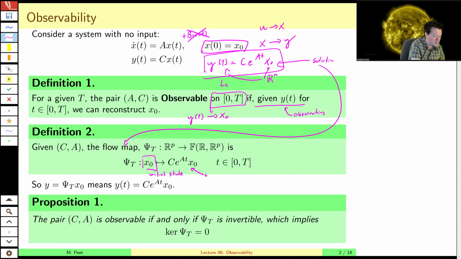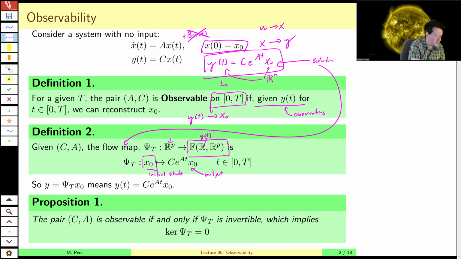And then we have output. Now we have this funky, weird notation here. Don't get too alarmed about this. Remember, this is a vector of length p. And the output here is a function, y of t, which maps time, that's t in R for just scalars, to an output.